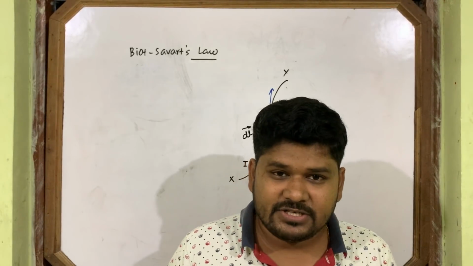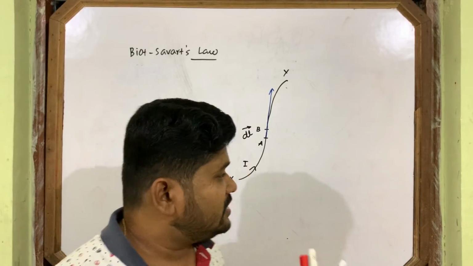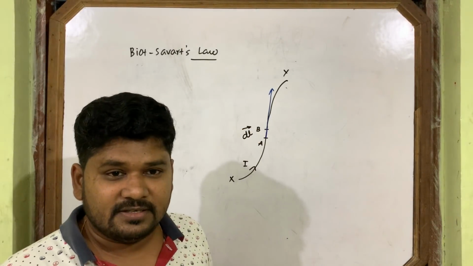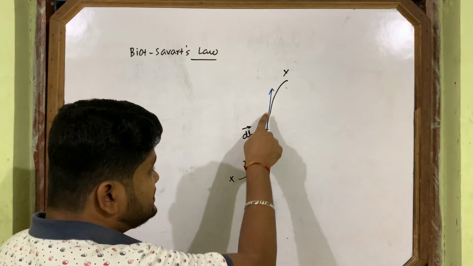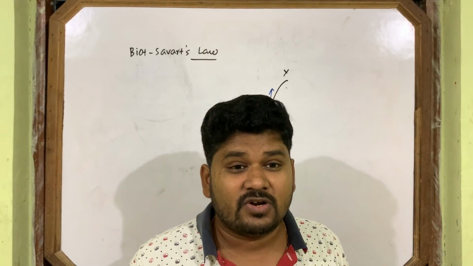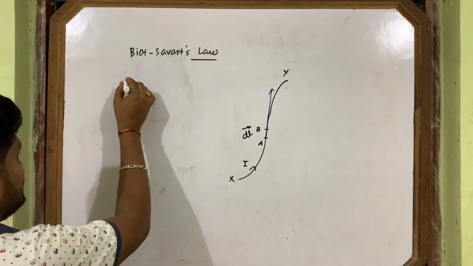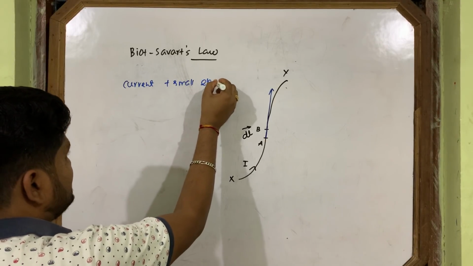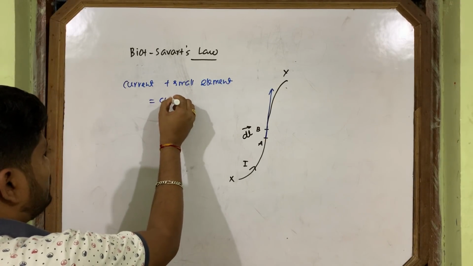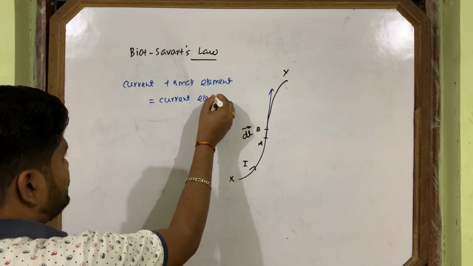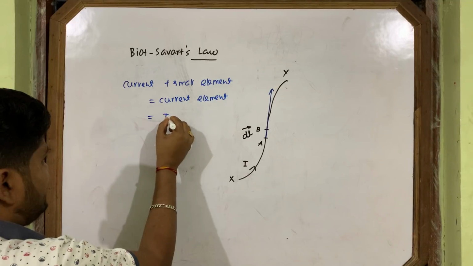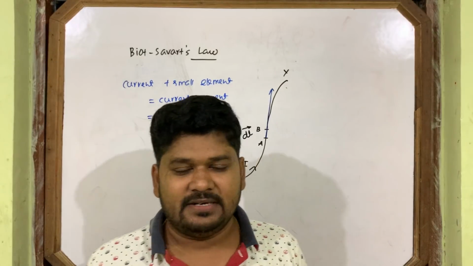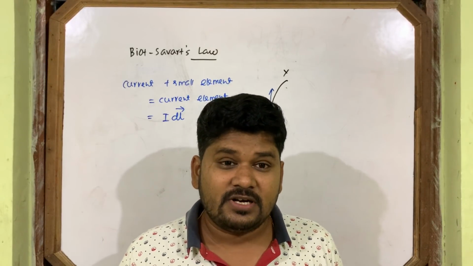Small element is always a vector, infinitesimally small. But when current passes through this small element, then it is called a current element. What you understand? Current plus small element. This is called a current element, or we can write this as I dl vector. dl vector is a small element, but when current passes through it, it's called a current element.